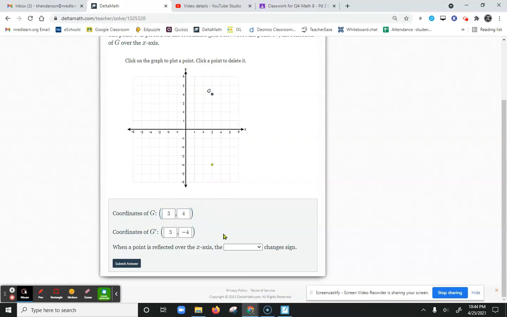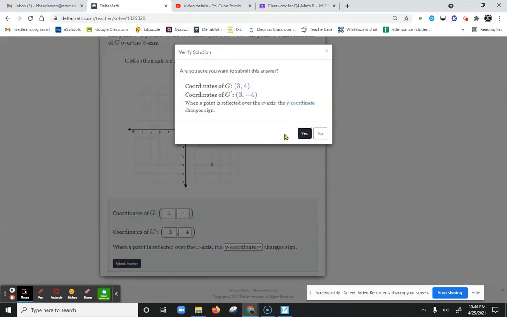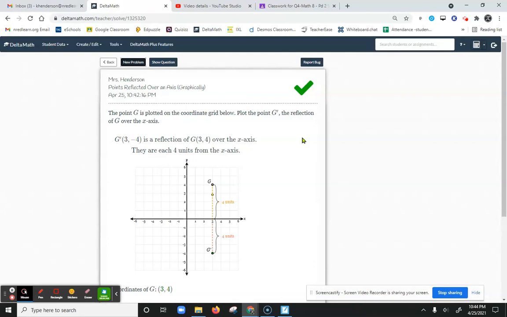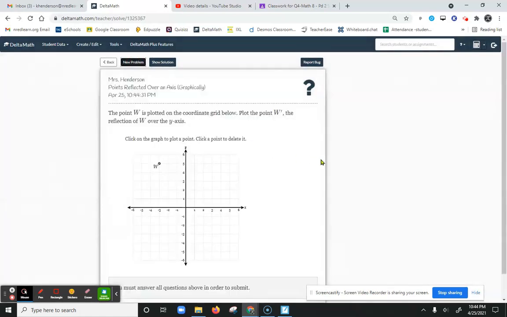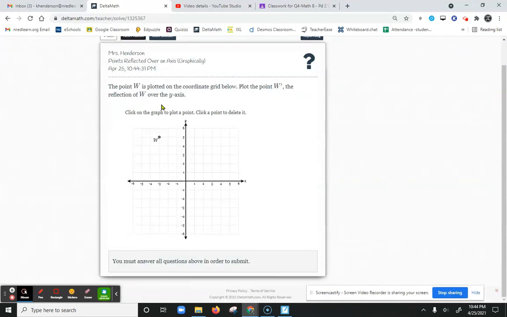So take a look at how the numbers are similar and how they're different. So it looks like our x-coordinate stays the same, and our y-coordinate is similar, but not exactly the same. So when a point is reflected over the x-axis, the y-coordinate changes signs. Fantastic. 4 units up, 4 units down. Let's try another one. All right, this time we're going to reflect over the y-axis.